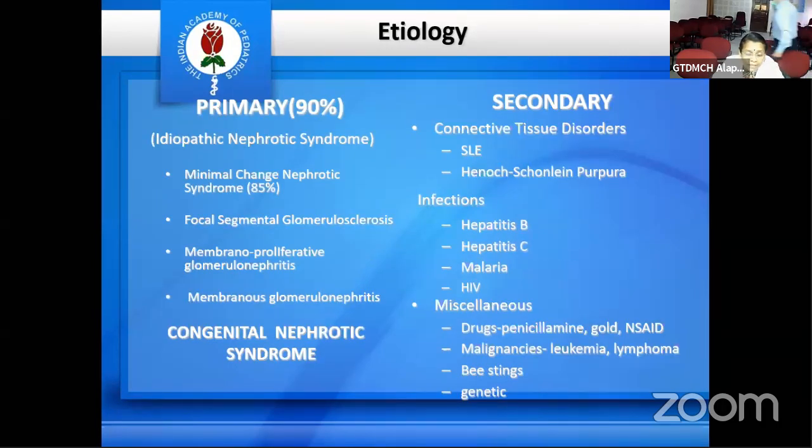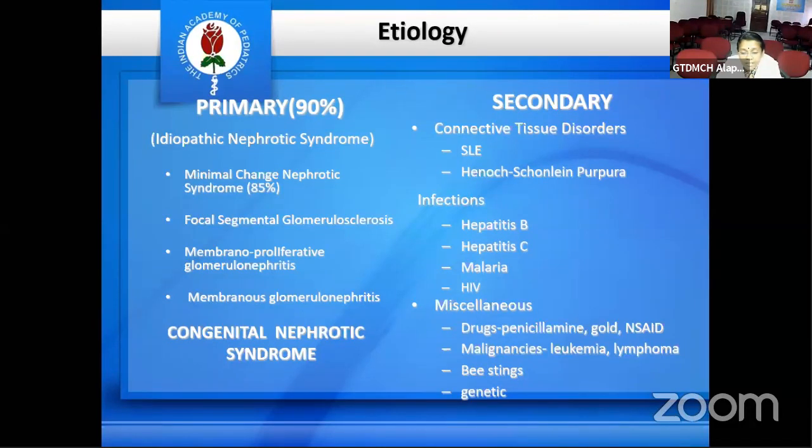Etiological classification: nephrotic syndrome can be either primary, secondary, or congenital. Of the total cases, primary constitutes 90% of nephrotic syndrome. Of this, minimal change nephrotic syndrome is the commonest, at 85%. Others are focal segmental glomerulosclerosis, membranoproliferative glomerulonephritis, and membranous glomerulonephritis. These are the idiopathic or primary nephrotic syndromes, where no cause is found.